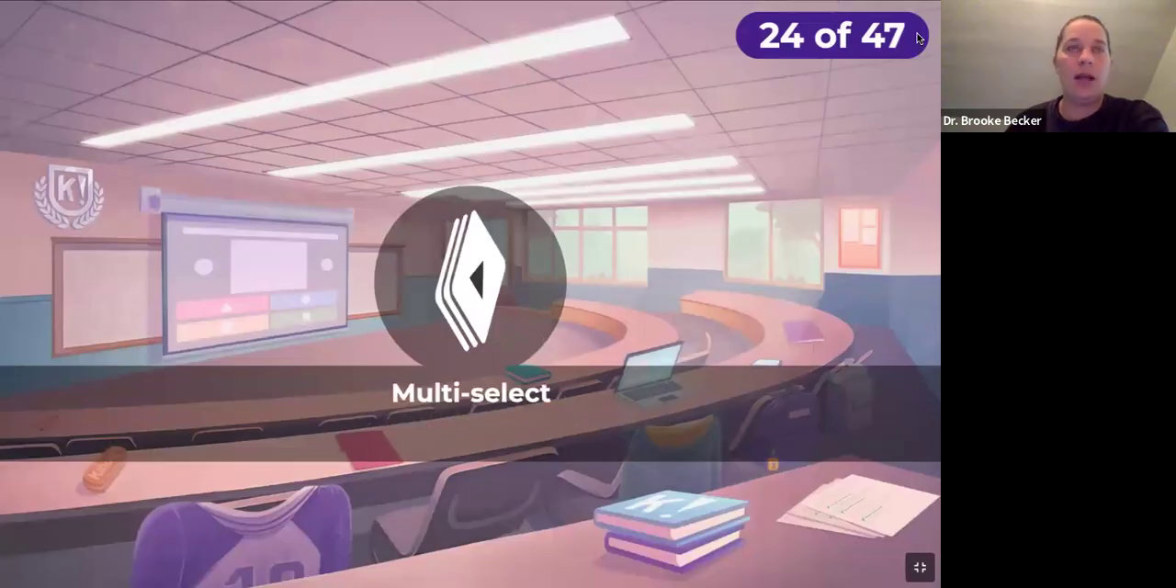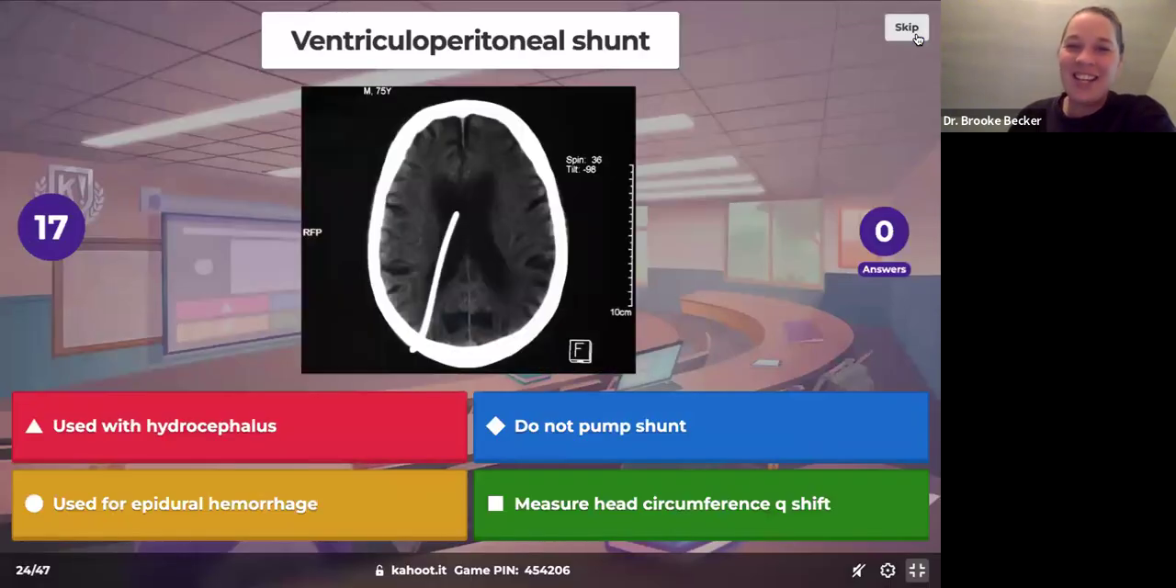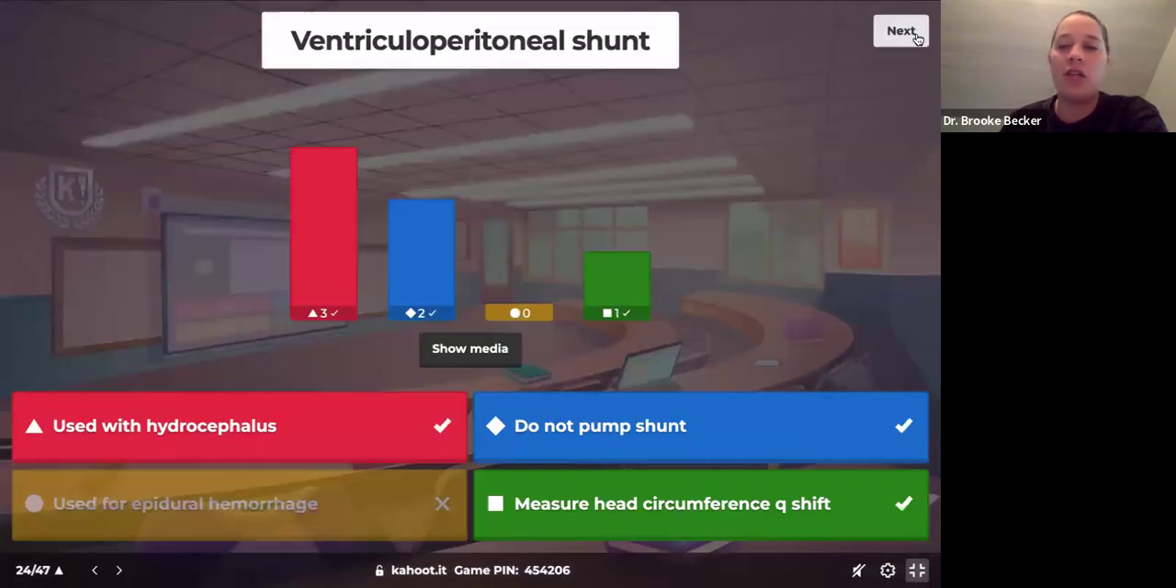All right, multiple select. Ventricular, oh my goodness, VP shunt. Okay, it's used with hydrocephalus. Do not bump the shunt is what it should say, not pump. Used for epidural hemorrhage or measure the head circumference every shift. Yes, for a VP shunt, it's used for hydrocephalus. You shouldn't bump the shunt, right?